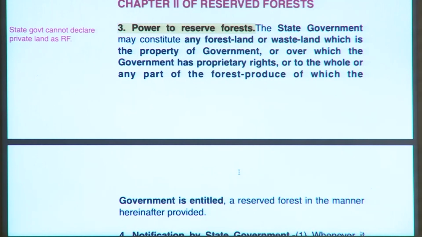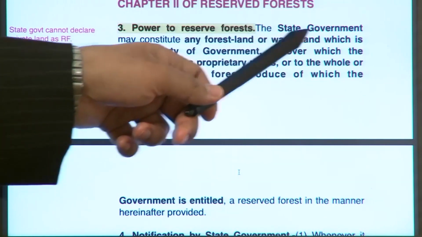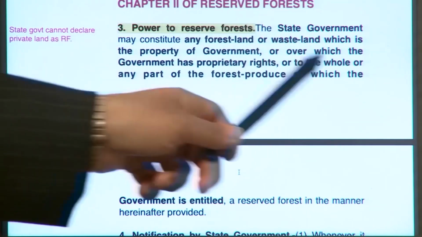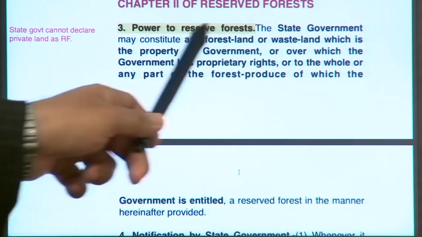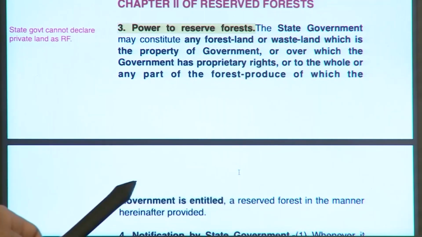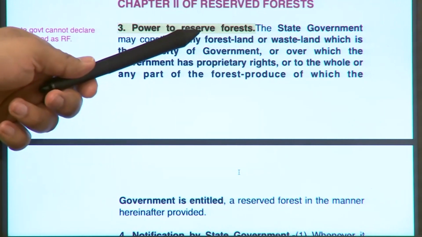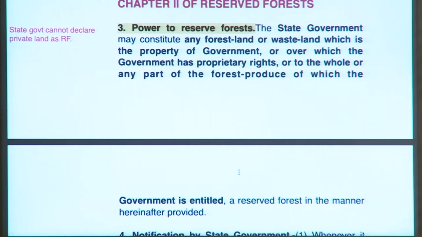in some document. So, the state government may constitute any forest land or wasteland which is the property of the government or over which the government has proprietary rights, that is rights over the property, or to the whole or any part of the forest produce of which the government is entitled, a reserve forest in the manner hereinafter provided. So, what kinds of lands can be made into a reserve forest? You can make any forest land into a reserve forest, or any wasteland into a reserve forest, or any land over which there are proprietary rights to the whole or to part of the forest produce.